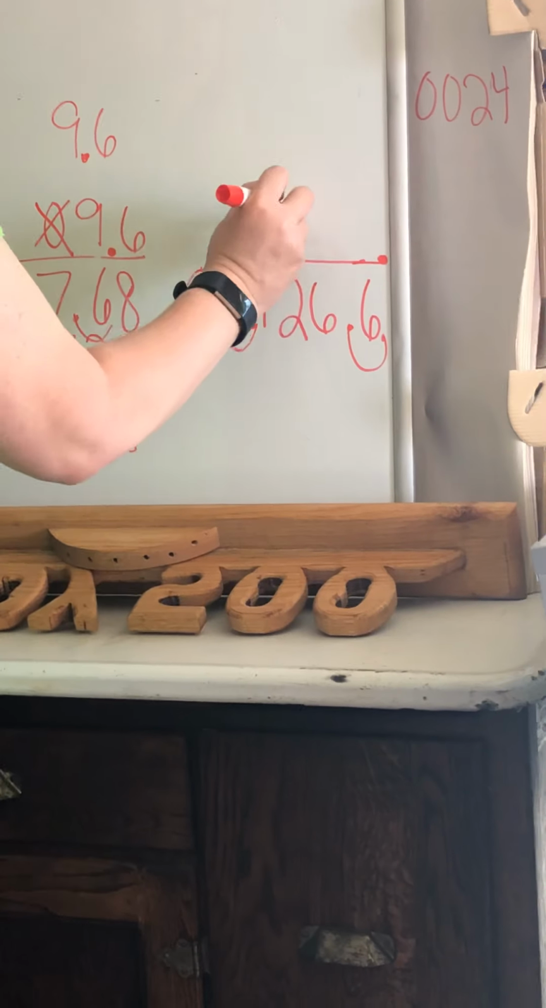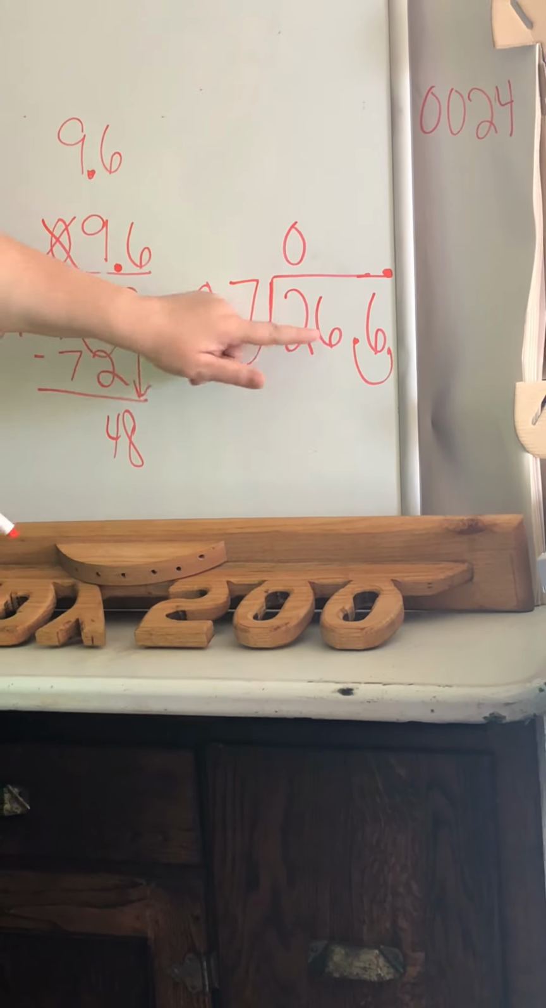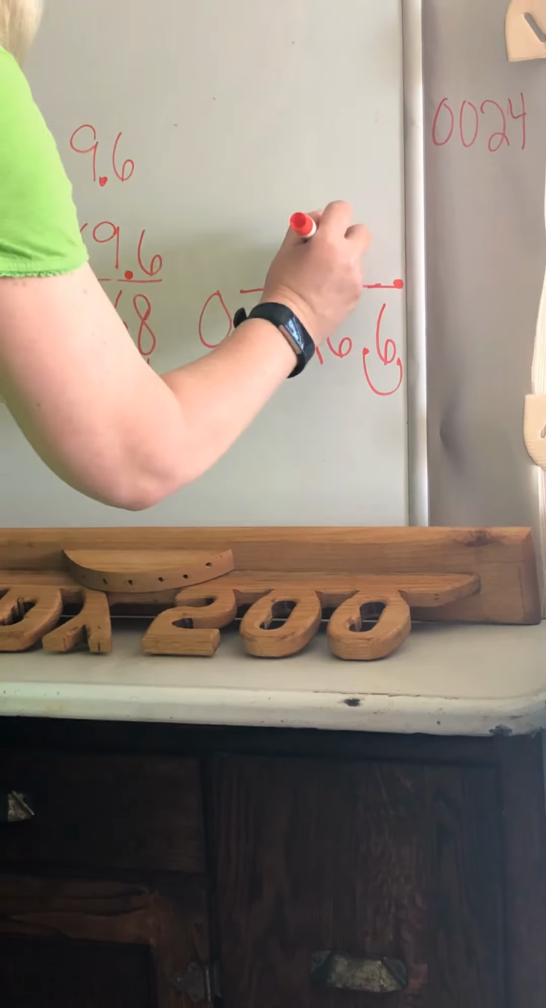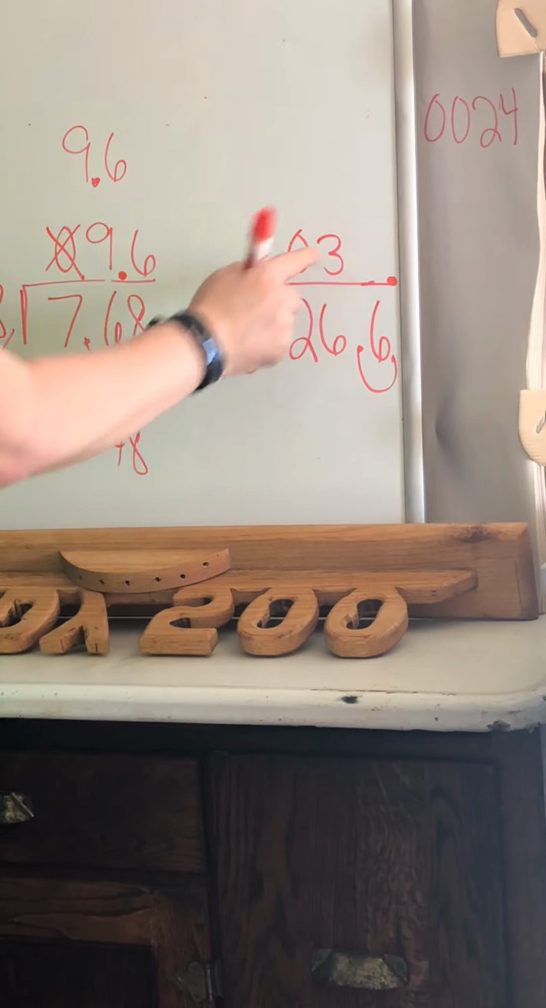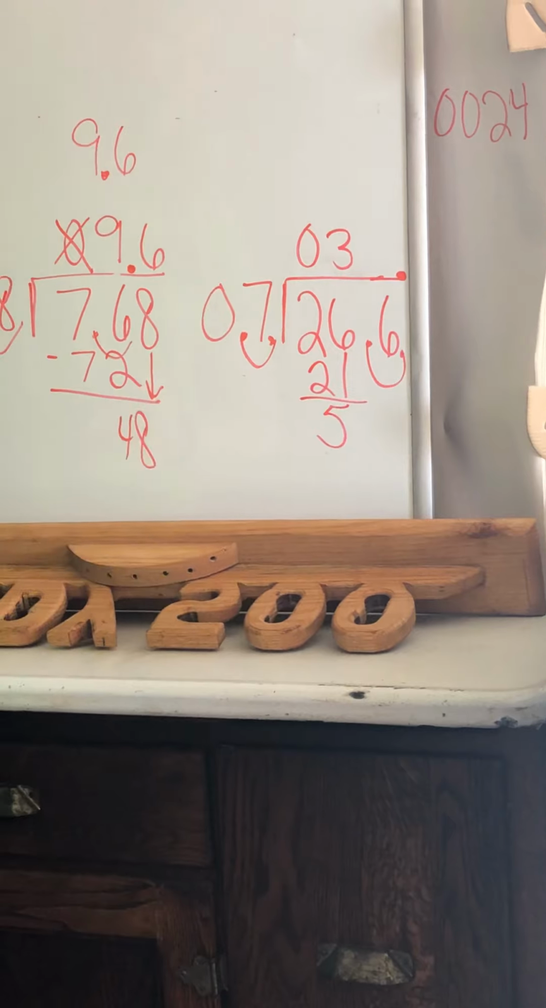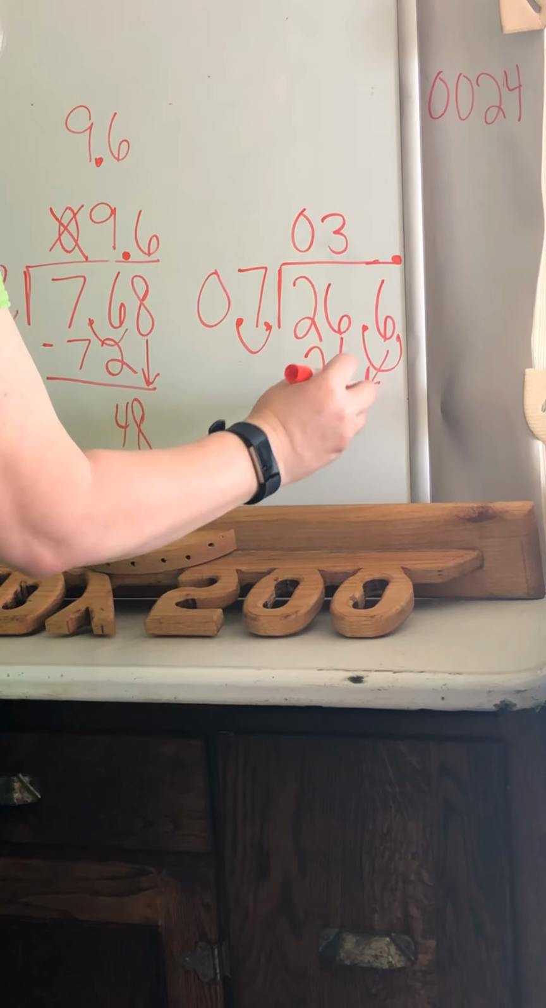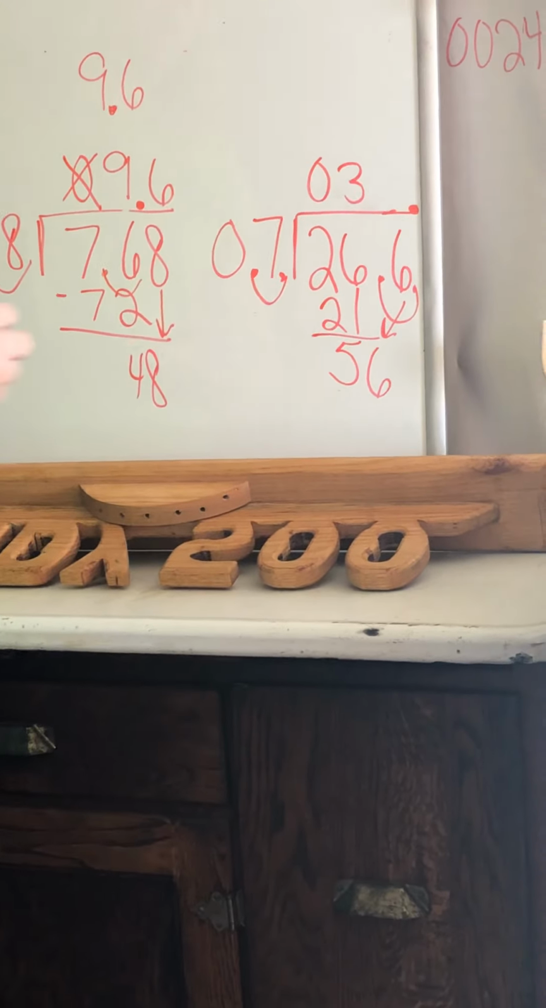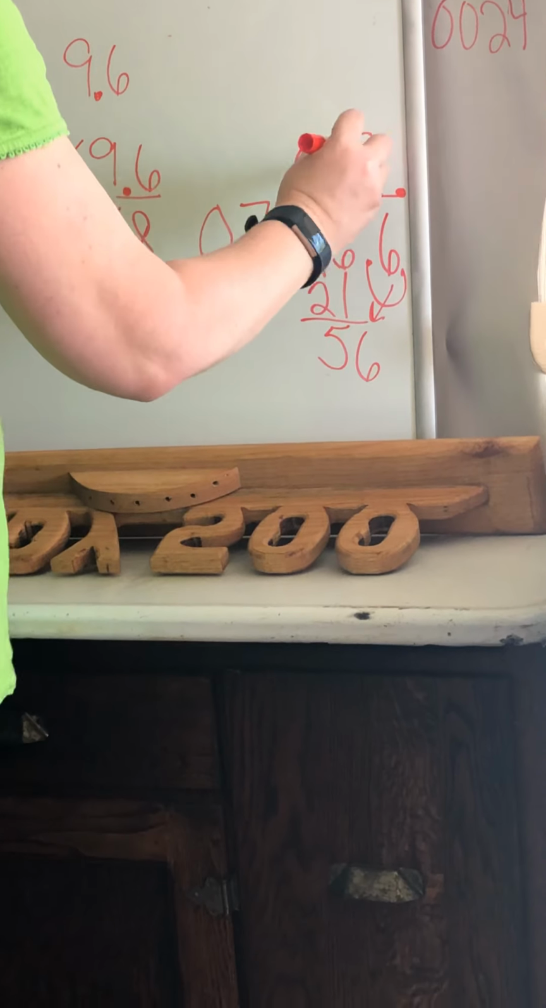I can go ahead and put a 0 there if I want. 7 can go into 26 3 times. 7 times 3 is 21. That leaves me with 5 left over. Bring down this 6, and 7 goes into 56 8 times.